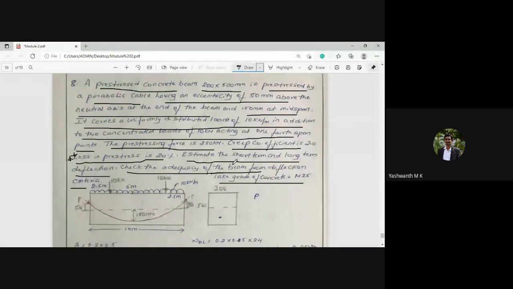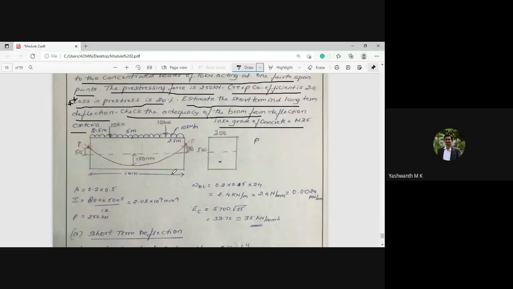So let me go ahead. Let me draw the longitudinal section. I have drawn 10 meters. I have put a parabolic cable, 150 mm at midspan and end eccentricity 50 mm at the supports, subjected to a UDL of 10 kilonewton per meter. Two additional concentrated loads at 1/4 of a span, that is 10 divided by 4, that is 2.5. So these two concentrated loads are acting at the 1/4 point, that is 2.5 meter from the supports.